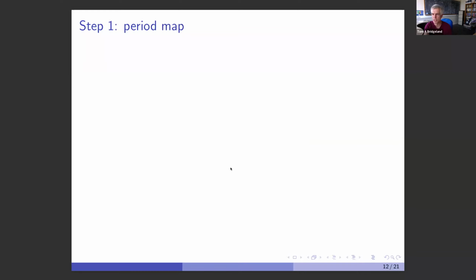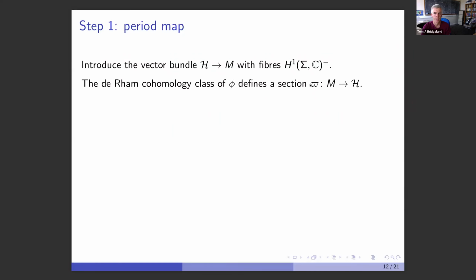Okay, so I'm moving towards defining this Joyce structure. The first step is knowing something about the period map for quadratic differentials. So I'm going to introduce a vector bundle over N. Remember, N is our space of quadratic differentials, with the fibers being the anti-invariant part of the cohomology of this double cover. And this canonical one form that I just discussed, its cohomology class defines an element of this H1. So that defines a section of this bundle.